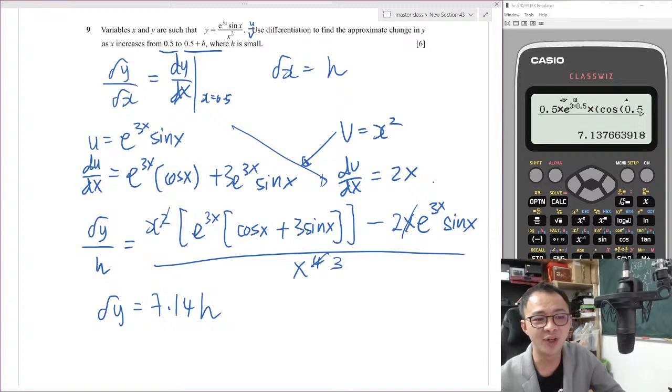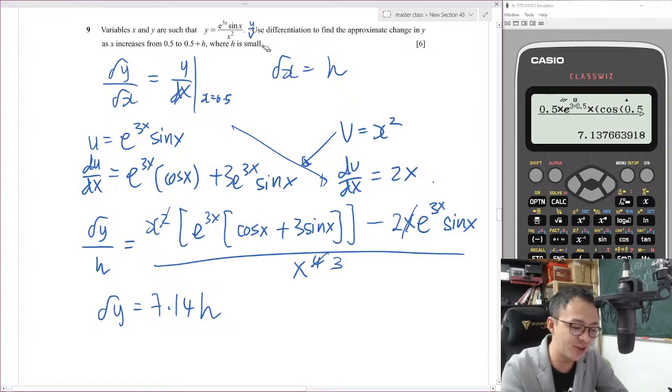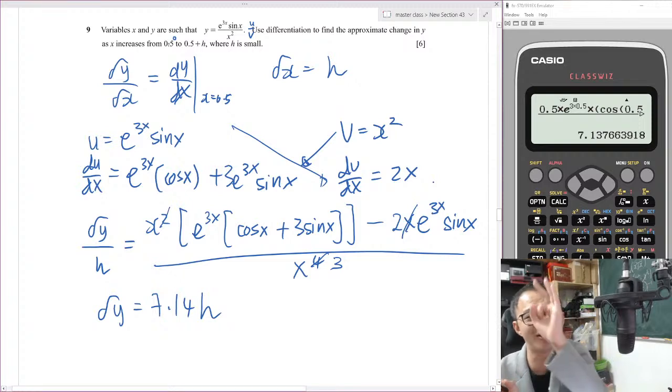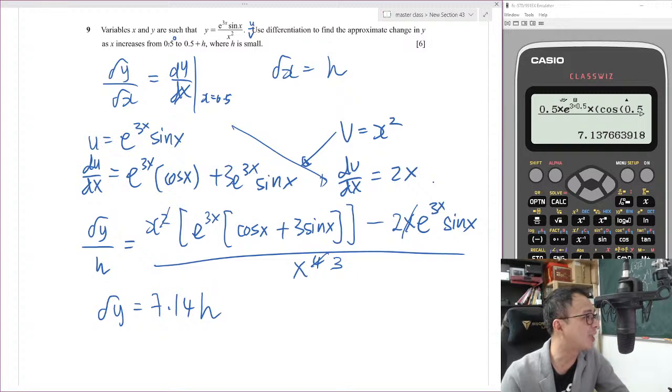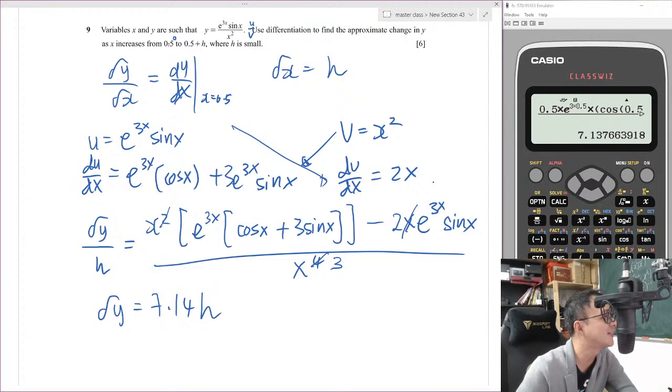Why do you do it in radian? Because the question says 0.5, right? If it were degrees in IGCSE standard, they will draw a degree sign for you. If you see a dot like this, then only you do degrees, or else just do radians. So make sure you type carefully, don't make any mistake here. At the end of it, you just need to multiply by h. Yes, you just need to multiply h. You are right. I didn't check the marking scheme, but I checked the final answer is 7.14h.